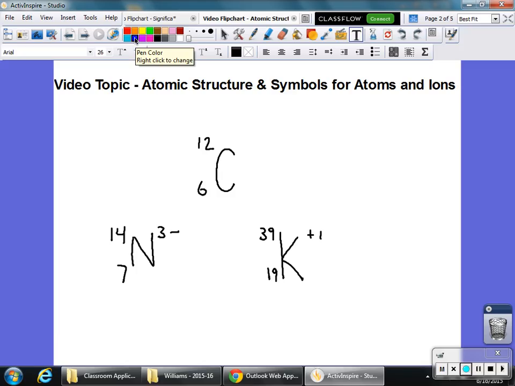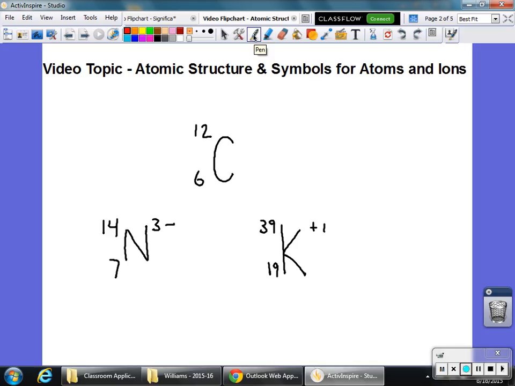What you will notice is that in all three of these symbols, the lower number on the left-hand side is considered the atomic number. And the atomic number is equal to the number of protons in an atom. And if you think about it, since all atoms are electrically neutral, we can also say it equals the number of electrons when neutral. And it's always the starting point when we look at ions.